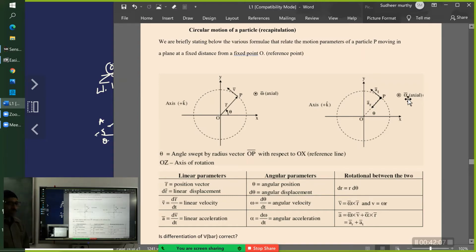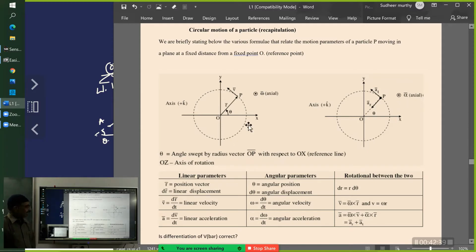Keep looking at that, because that means the speed of the particle along this circle is increasing in the anti-clockwise direction. Then alpha is positive. Anti-clockwise is positive.